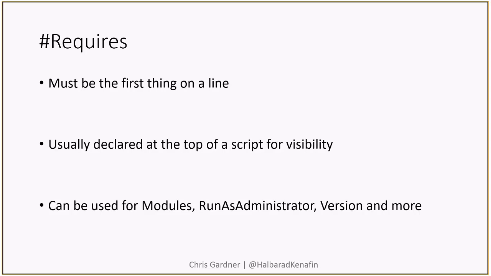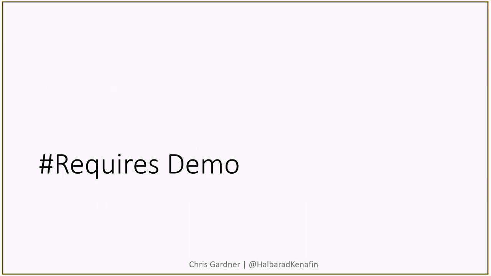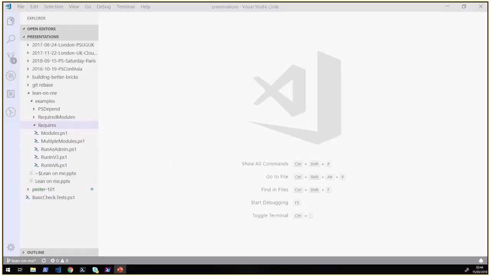But for general visibility and easier skimming reading for people coming at it, generally put them at the top of your script file. You can do things like requiring modules, requiring run as administrator, versions of PowerShell itself, versions of the shell itself, and a bunch of other stuff. So let's have a look at some of these things. See if this works. It helps if we use the correct mouse.